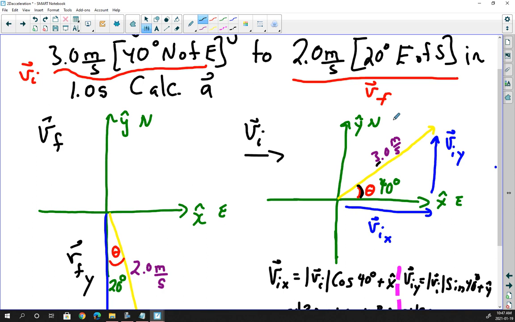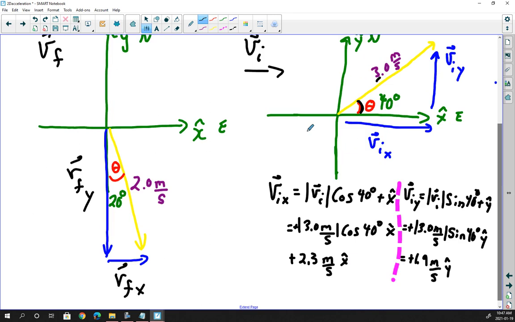Now the velocity changes to this, 2 meters per second, 20 degrees east of south. That's your final velocity. That's what the velocity changes to. And here's what it looks like. I've drawn it in yellow. The magnitude is 2 meters per second. Here's your 20 degrees east of south right in here. And if you take a look at this, there's a y component to this. There it is. It's definitely in the negative y direction, so velocity final y component. And there's a velocity final x component, which is in the positive x direction.